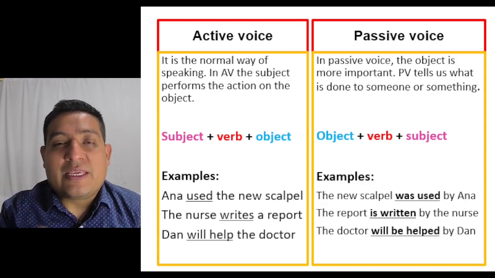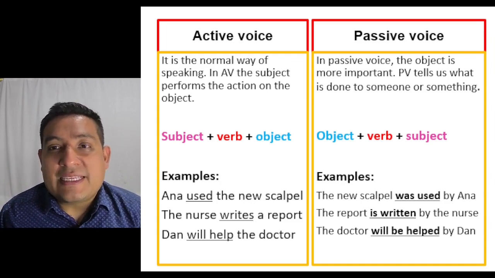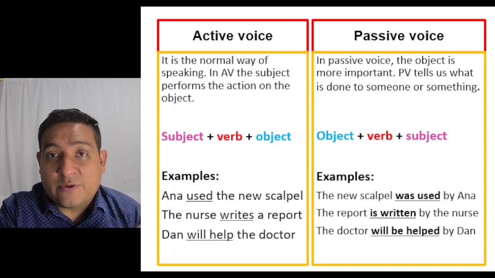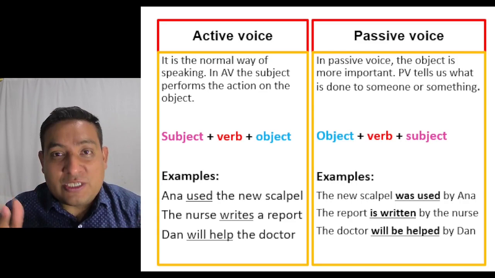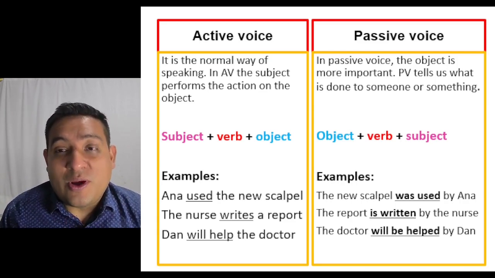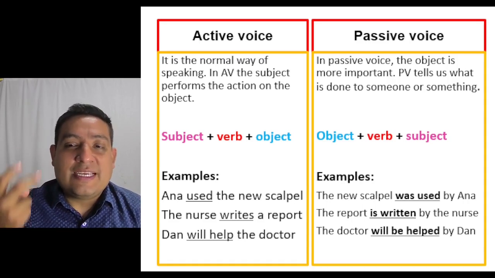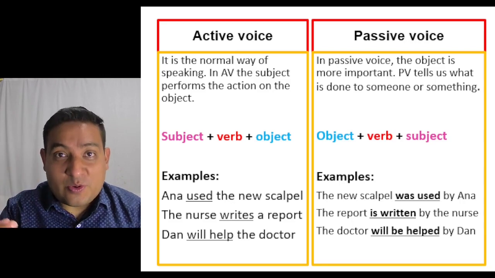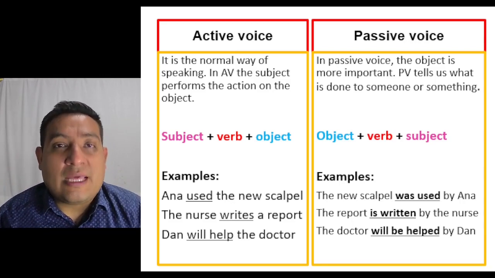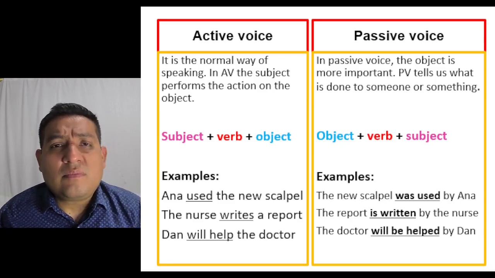If you check very carefully, you will see that what is important is not the person who did the action in the active voice, but the object that was affected. For example, in example number one, we have the new scalpel. That is now the most important. In example number two, the report is the most important. And in example number three, the doctor will be helped. The doctor is what is more important, not them.